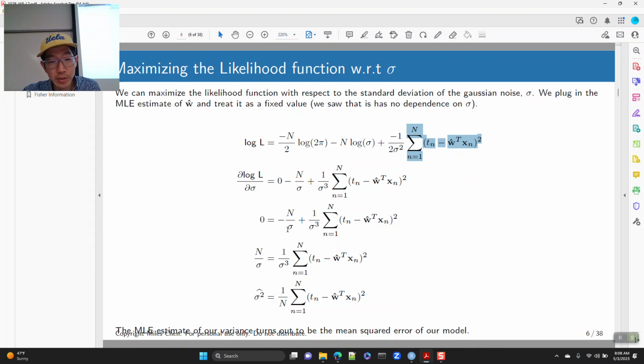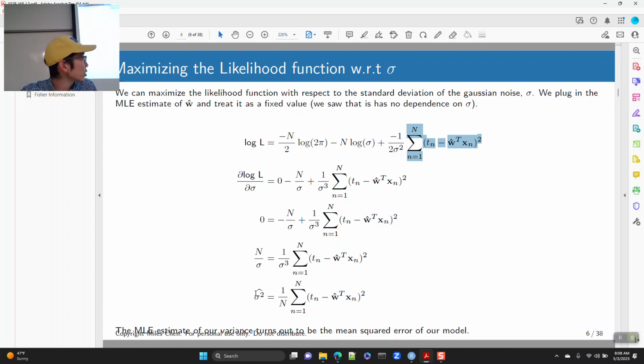So, assuming sigma is not 0, which would blow up the whole thing, right? If you have 0 variance, so obviously sigma can't be 0. Okay, so we get n over sigma is equal to 1 over sigma cubed. I multiply both sides by sigma cubed and divide both sides by n.